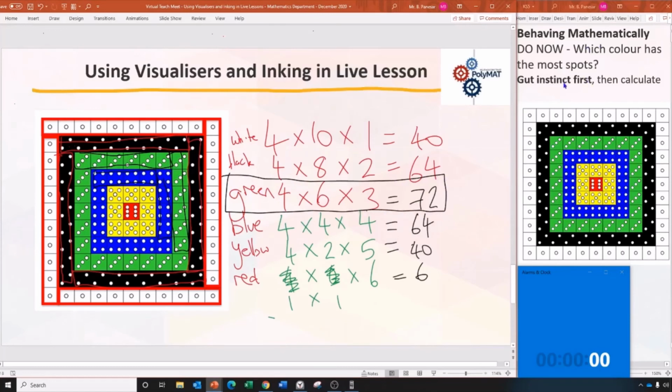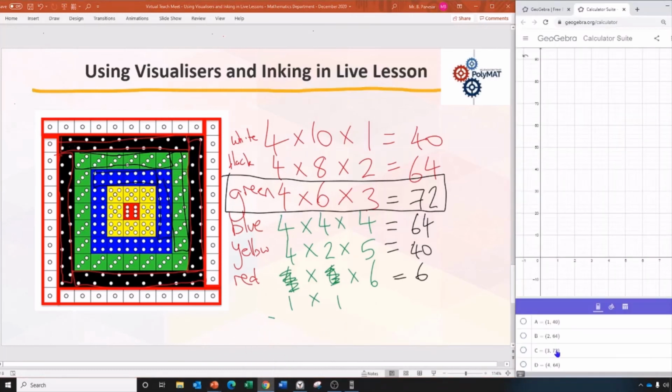If you chose green, well done. That is indeed the correct answer. I can also represent this graphically. For the first row, I've got 1 spot in each square, and altogether I've got 40 spots. Second row, I've got 2 spots in each square, and altogether I've got 64.